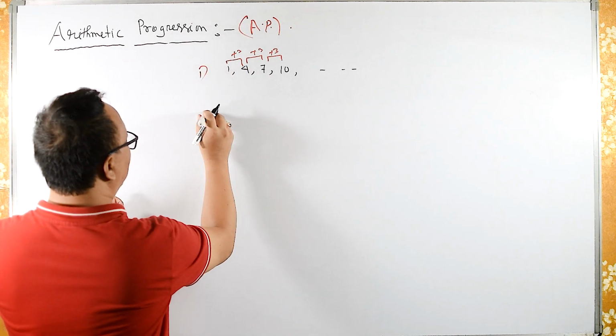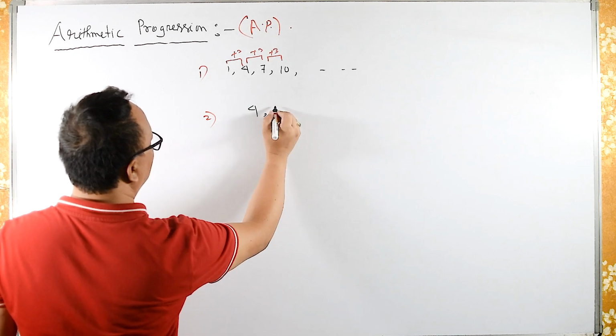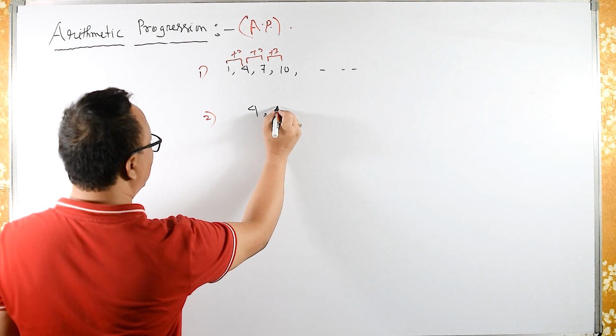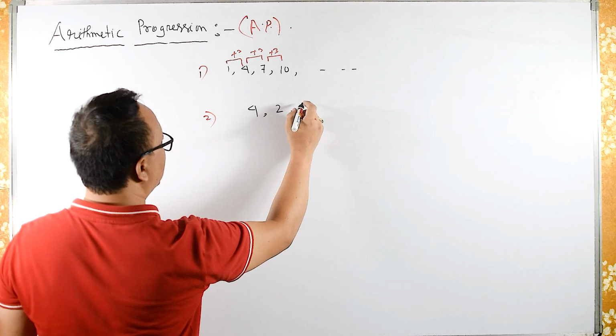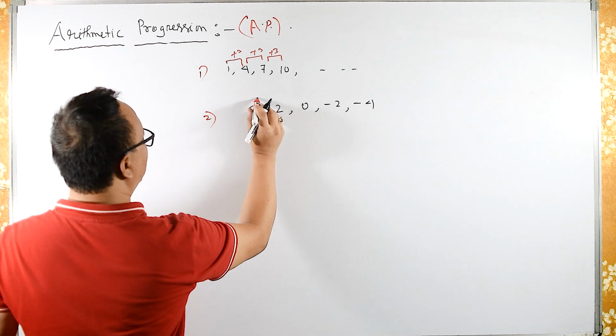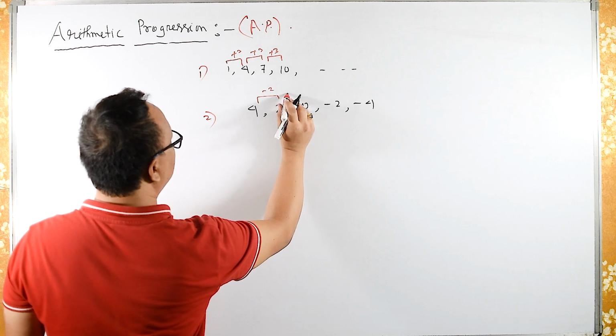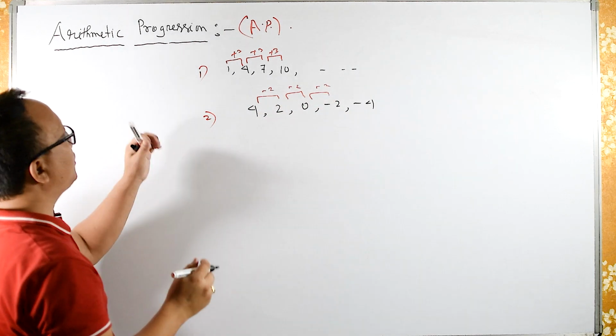Similarly, let's take another example. Here 4, if I subtract 2, 4 minus 2 is 2, and 2 minus 2 is 0, then minus 2, then minus 4. Here this is minus 2, this is also minus 2, and here also minus 2. This is also an arithmetic progression.